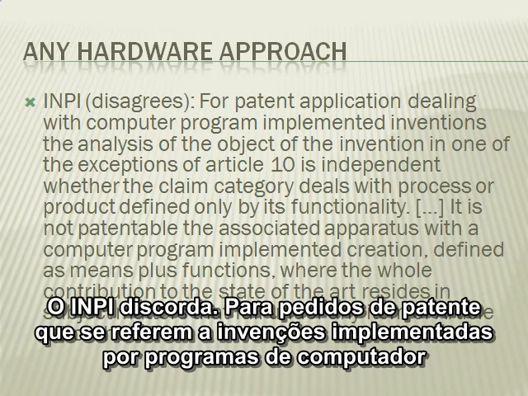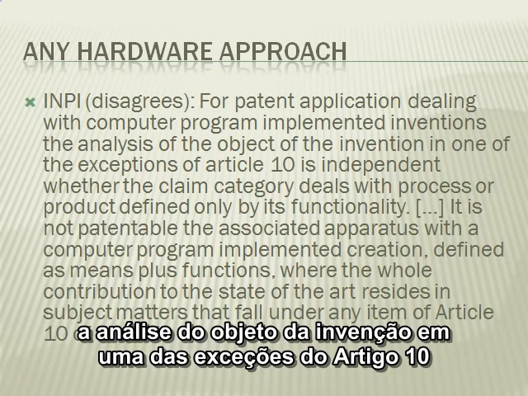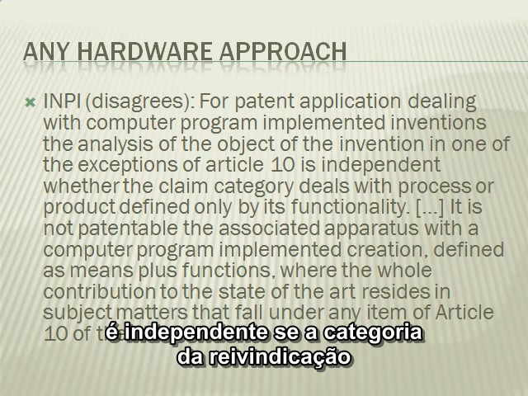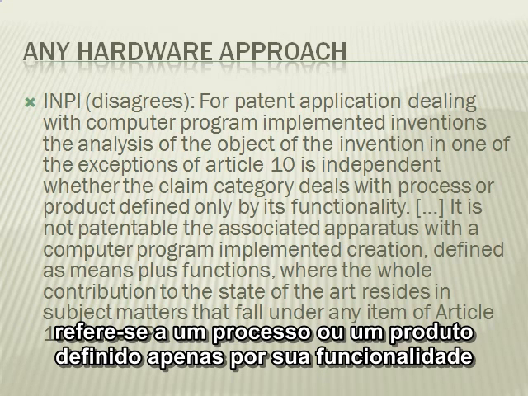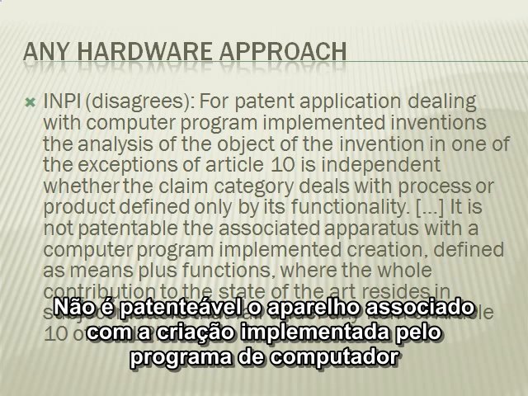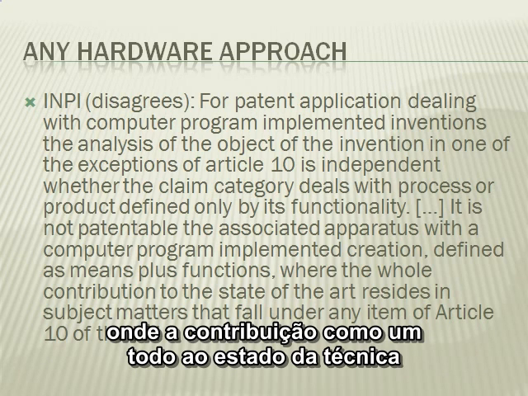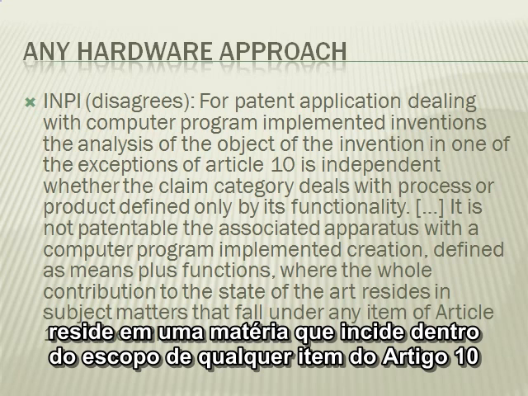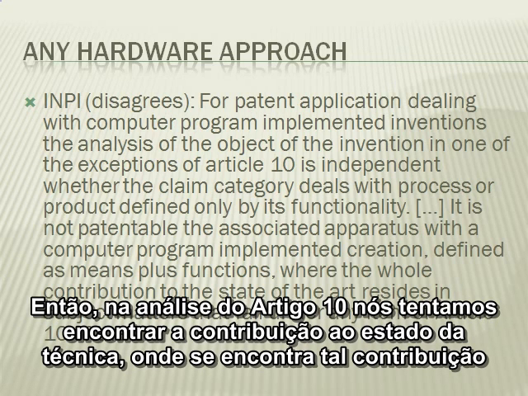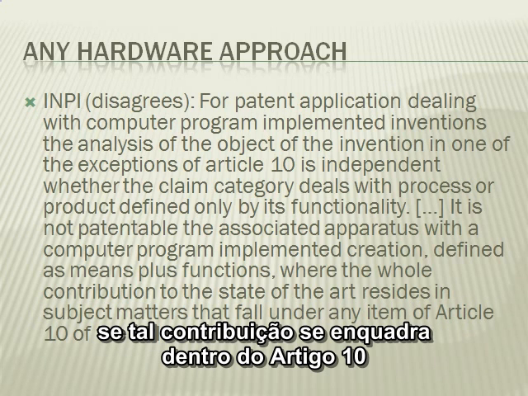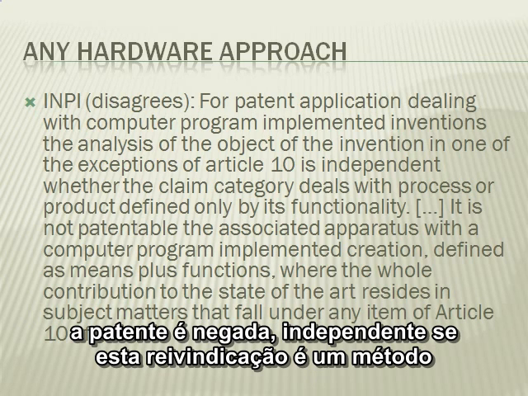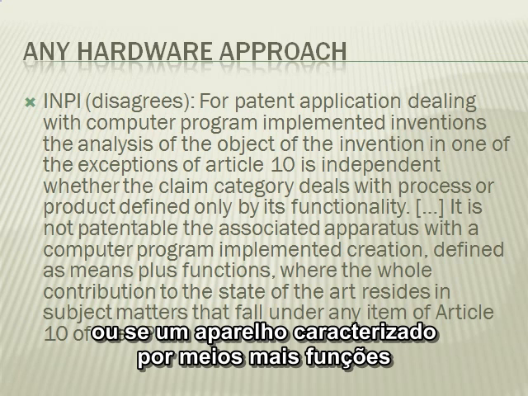For a patent application dealing with a computer program implemented invention, the analysis of the object of the invention in one of the exceptions of Article 10 is independent of whether the claim category deals with a process or a product defined only by its functionality. An apparatus associated with a computer program implemented creation defined as a function is not patentable, where the whole contribution to the state of the art resides in subject matter that falls under any item of Article 10. So, for the analysis of Article 10, we try to identify the contribution to the state of the art. Where is that contribution? If this contribution is inside Article 10, it's forbidden, independent of the claim, whether it's a method or an apparatus characterized by means plus function.